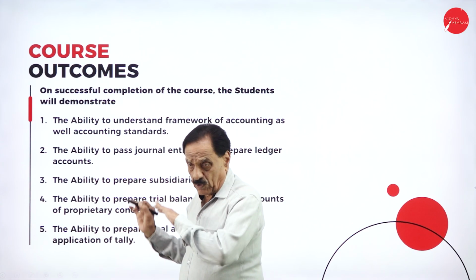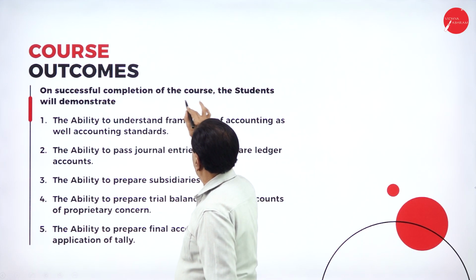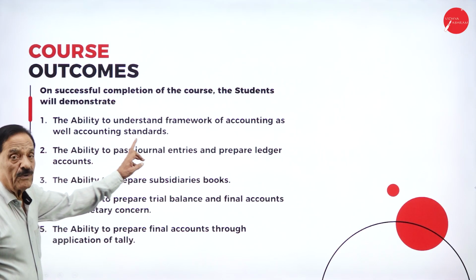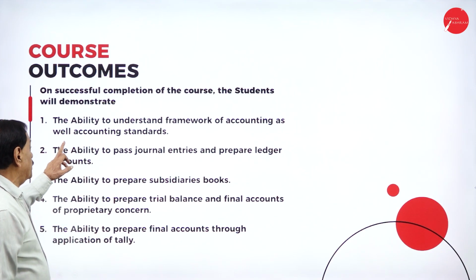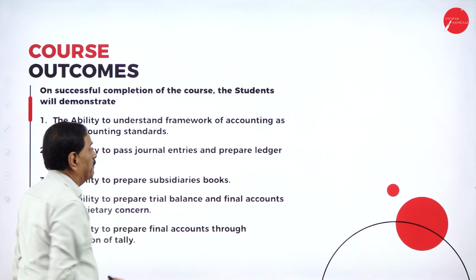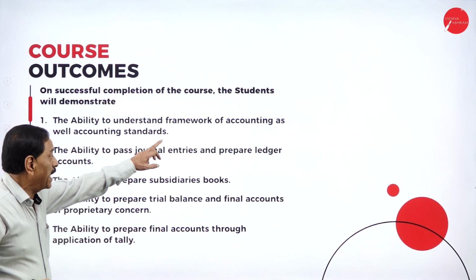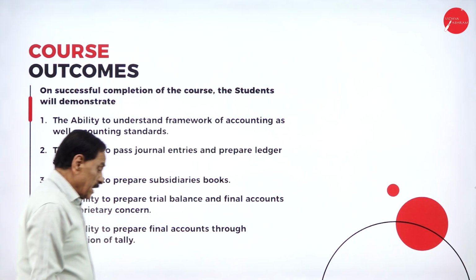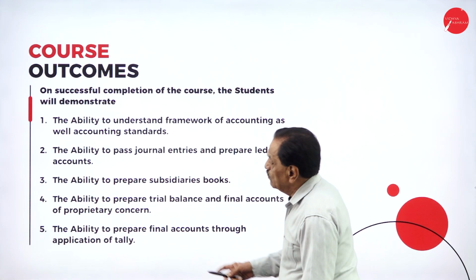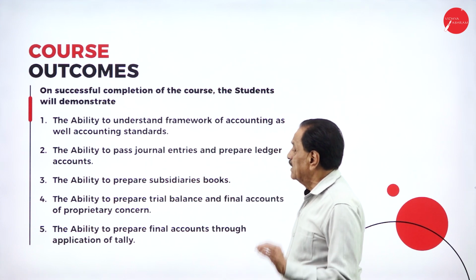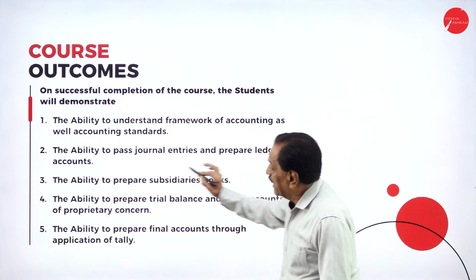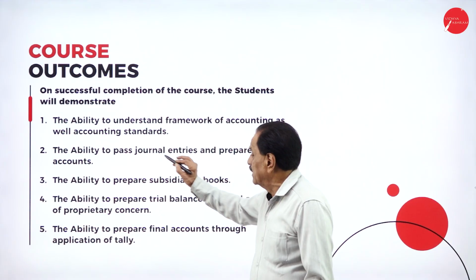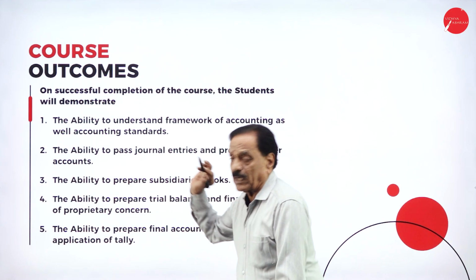What is the outcome of these courses? On successful completion of the course, the student will demonstrate the ability to understand the framework of accounting as well as accounting standards. This is important. Then, number 2, the ability to pass journal entries and prepare ledger accounts. We are going to explain what is journal and journal entries and how to prepare the ledger accounts.